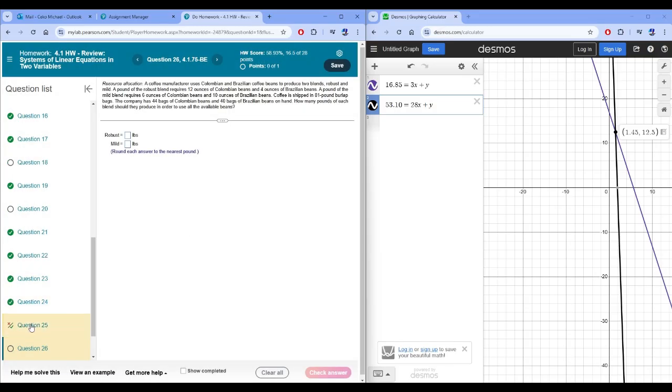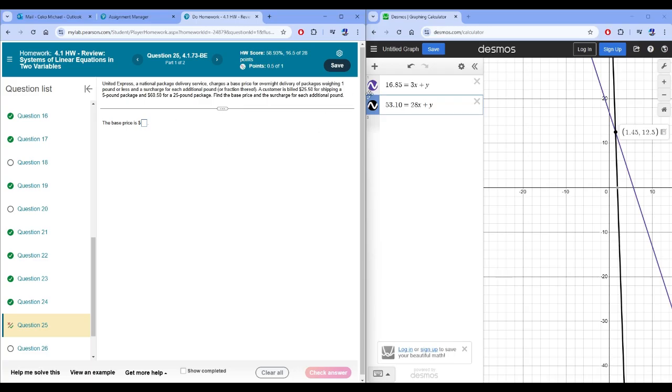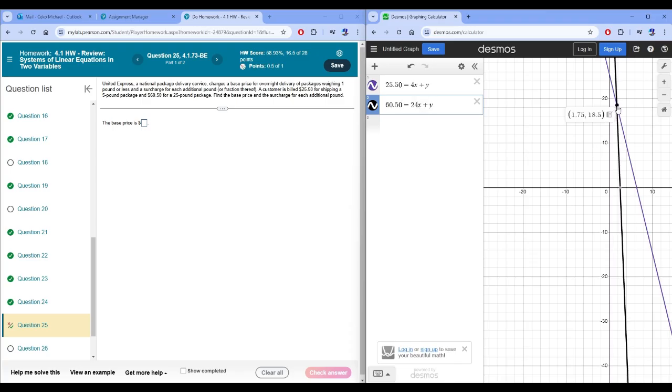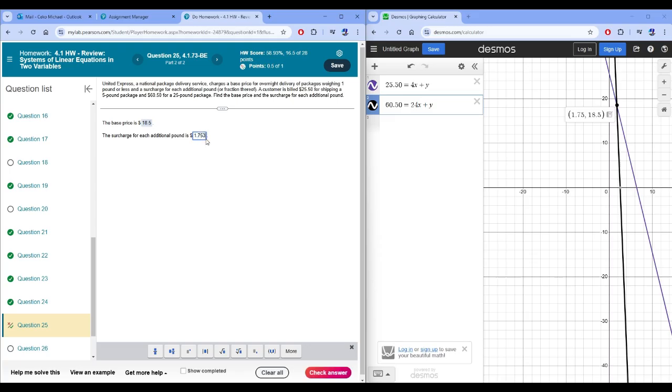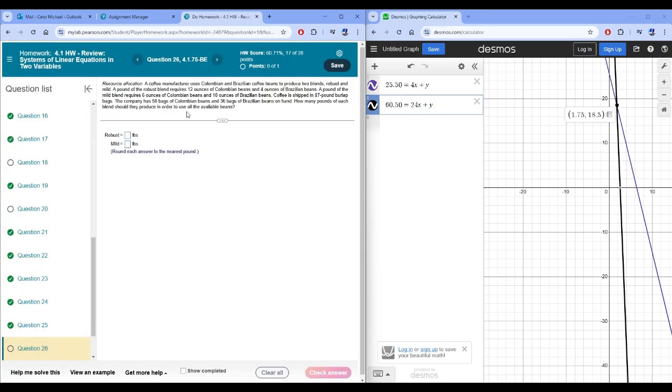Okay. That was actually really tricky. All right, so I'm going to do that one more time. So here it's 25.50 for 4 pounds, and then it is 60.50 for 24 pounds. And then if I just click this, that's going to be 18.5, and then each additional pound is $1.75. Oh, not the 3. Why did I put a 3? Cool. All right, that makes a lot more sense. All right, so let's see.